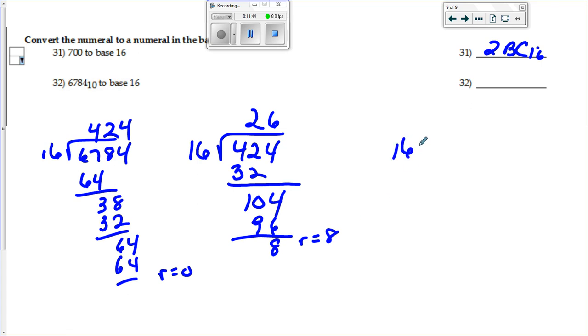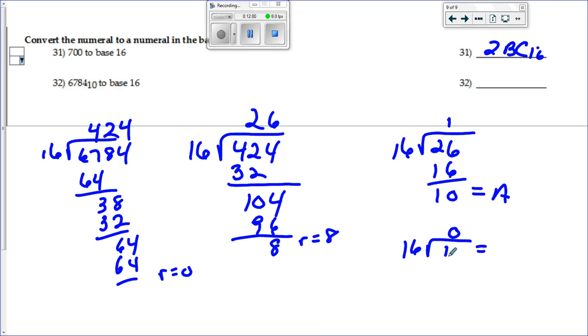So now I go into 26. 16 goes into 26 2 times. No, it goes in once. I lost my mind for a minute. That's my remainder. So that's an A. So now finally 16 goes into 1 0 times. This is my remainder, 1. So now I read backwards. 1 A 8 0. And you know you read backwards because you could never start a number with a 0. You always have to end. Okay, so that's the whole thing. Hopefully it fits.